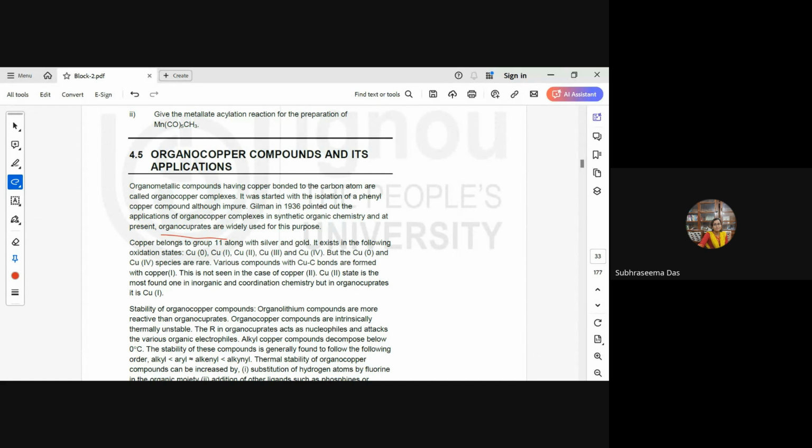They are currently widely employed in synthetic organic chemistry. When we look into the oxidation states of copper, it exists in oxidation states like Cu0, 1, 2, 3 and 4. However, Cu0 and Cu4 are very rare in nature. The most common copper oxidation state that we currently encounter is Cu+2, and sometimes Cu+1. However, in coordination chemistry, that is in organocuprates, Cu+1 is the most common oxidation state.